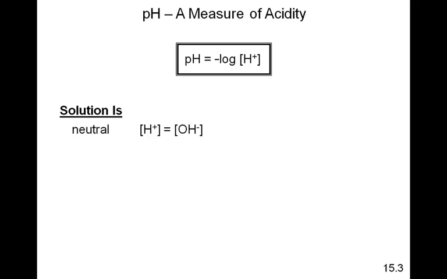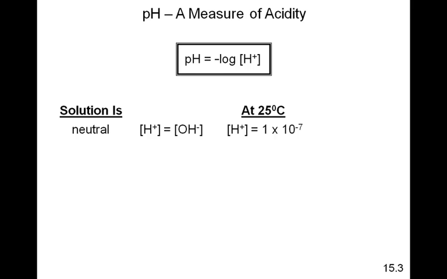You may have heard in the past that a solution is neutral when pH is equal to 7. Well, that's not exactly accurate. The reality is that the H plus concentration has to equal the OH minus concentration. At 25 degrees Celsius, that concentration for the H plus is 1 times 10 to the negative 7th moles per liter. And of course, therefore, the OH minus concentration is also 1 times 10 to the negative 7th moles per liter.